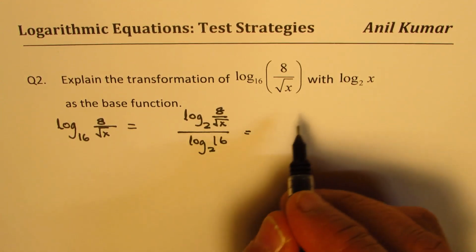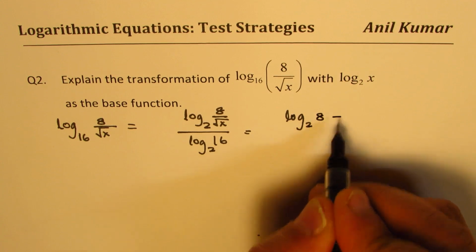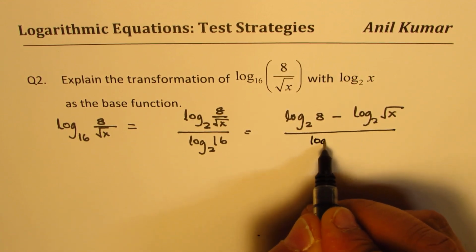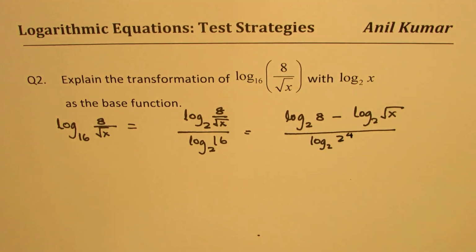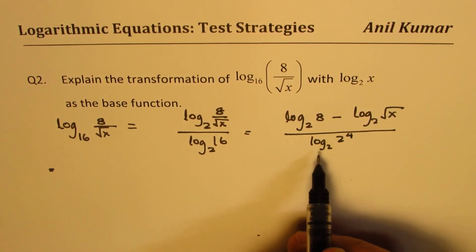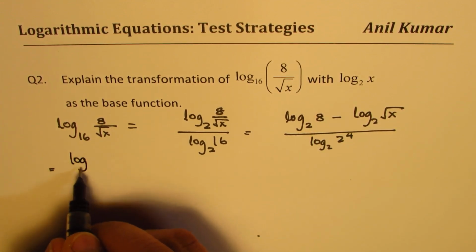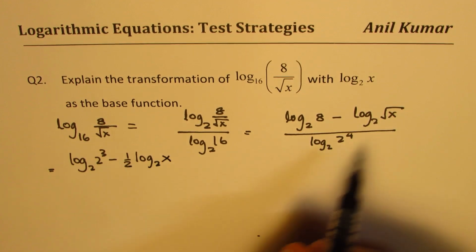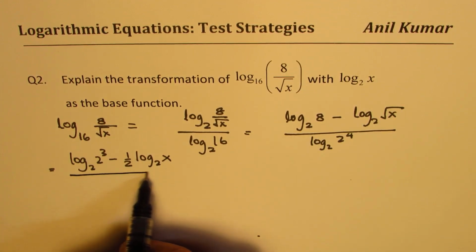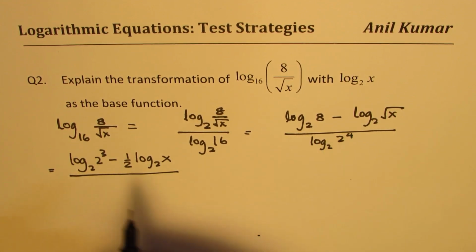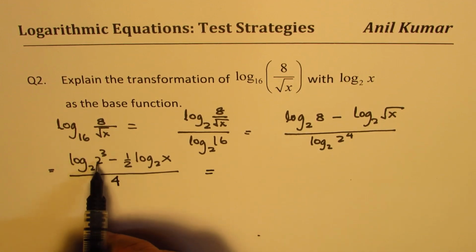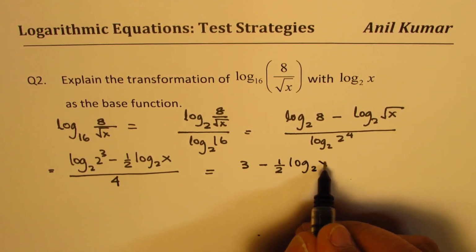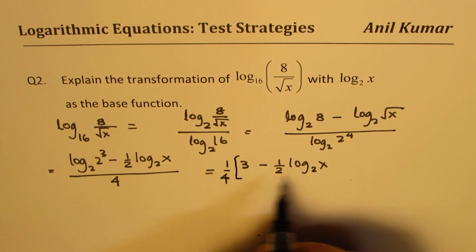Now the numerator will be written as a difference of logarithms, correct? So we get log to the base 2 of 8 minus log to the base 2 of square root of x. And in the denominator, we have log to the base 2 of 16, which is 2 to the power of 4, right? So now we could write this as, 8 is 2 cubed. So we could say log to the base 2 of 2 cubed minus half of log to the base 2 of x, right? x to the power of half, we can take it out using the power rule. Divided by log to the base 2 of 2 to the power of 4, which will give us 4 here, correct? Now, this is 2 cubed, so we get 3 minus half of log to the base 2 of x. And we have 1 over 4, so we can multiply both these terms by 1 over 4.